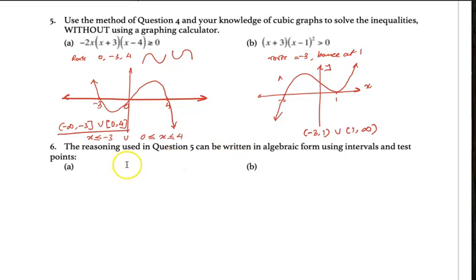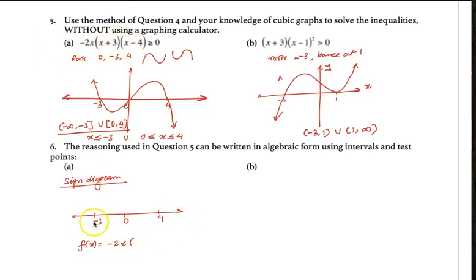Right. The reasoning used in question 5 can be written in algebraic form using intervals and test points. So what they are trying to say is you have what we call the sign diagram. Have you done the sign diagram earlier? Once you get the roots, this is -3, 0, 4, correct? Then what's your function? The function is -2x(x + 3)(x - 4). That's my function.